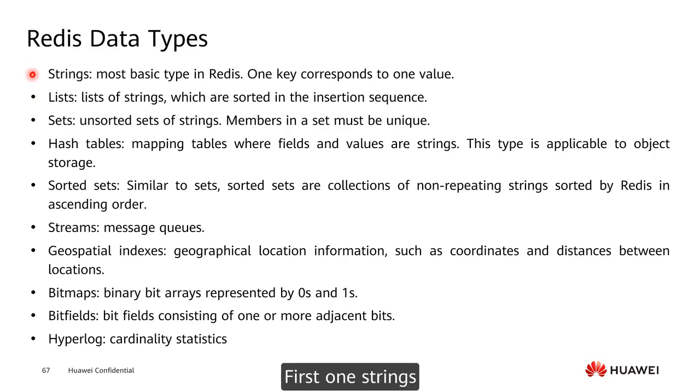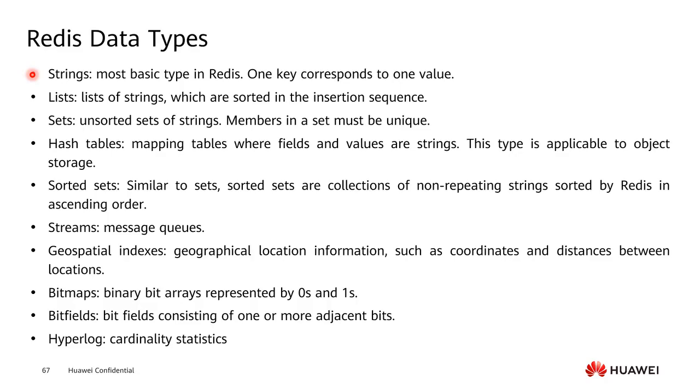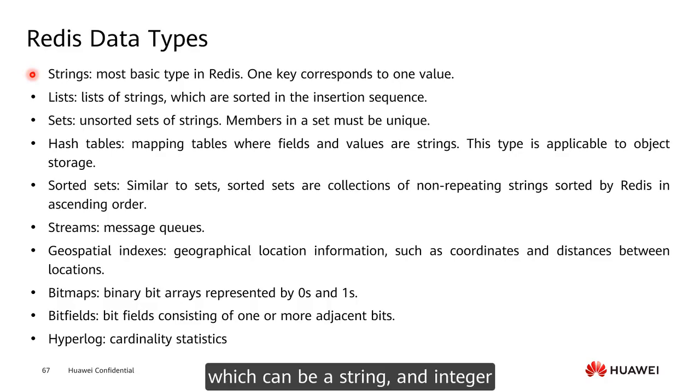First one, strings. As the most basic data type in Redis, it allows you to associate a key with a value, which can be a string, an integer, or even a floating point number. This simple and direct key-value pair design is ideal for storing basic user information, counters, or simple configuration information.